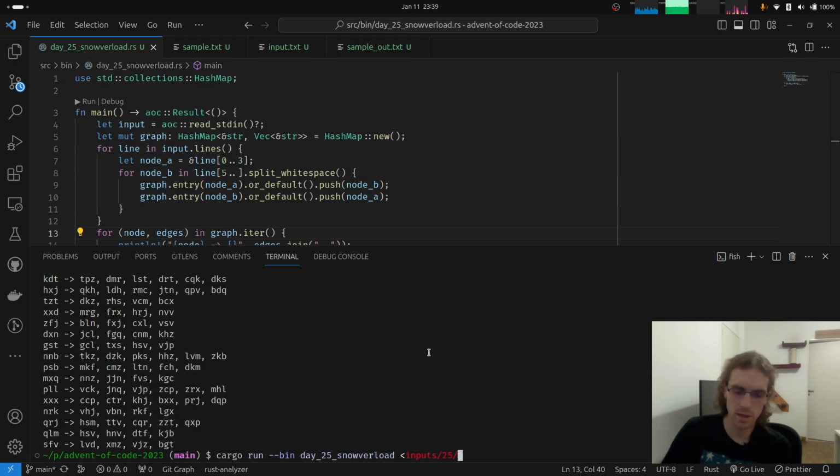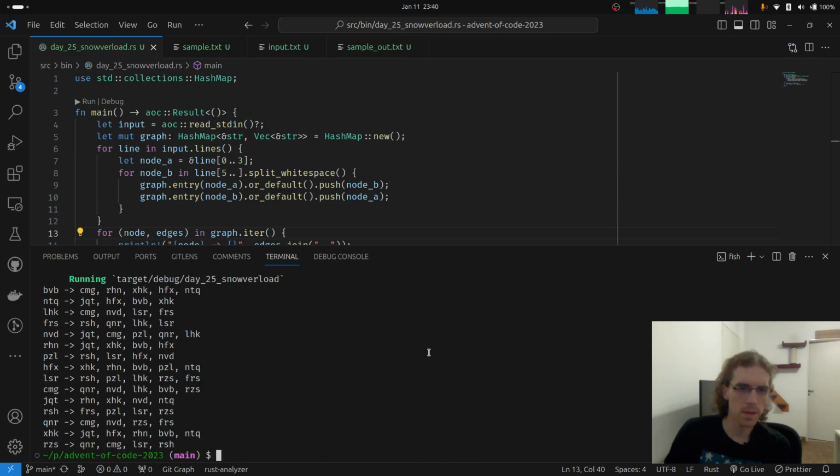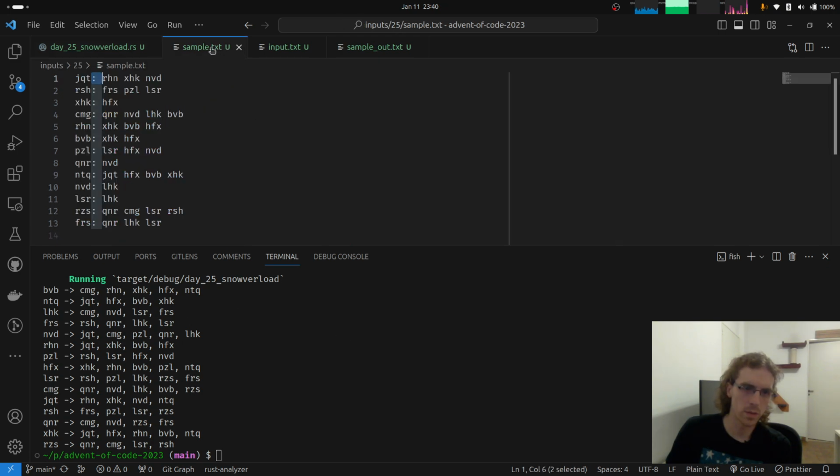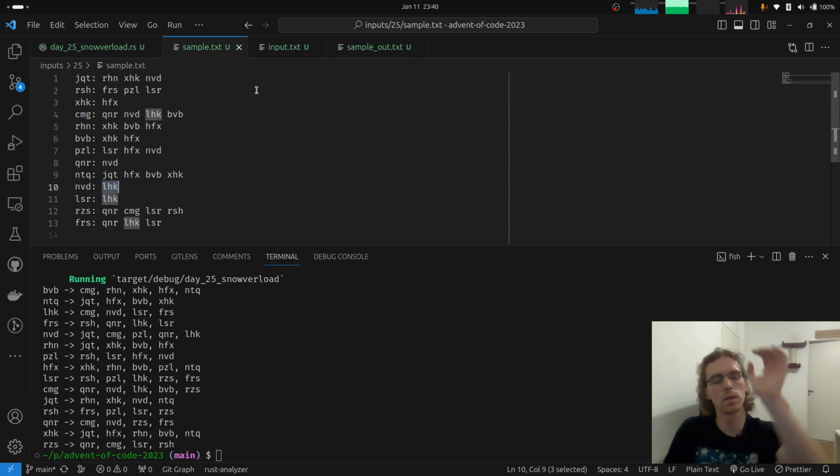And I just printed the input. Let's print the sample. So now it is like the complete graph that we were seeing here. For example, this LHK doesn't appear on the left-hand side here, but LHK, where is it? Here it is. So yeah, it's connected to 4 things, and I presume they are these 4 things. So I think this is the correct graph.